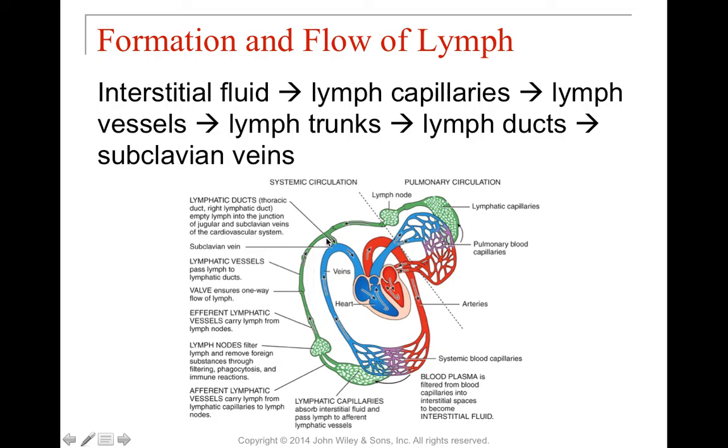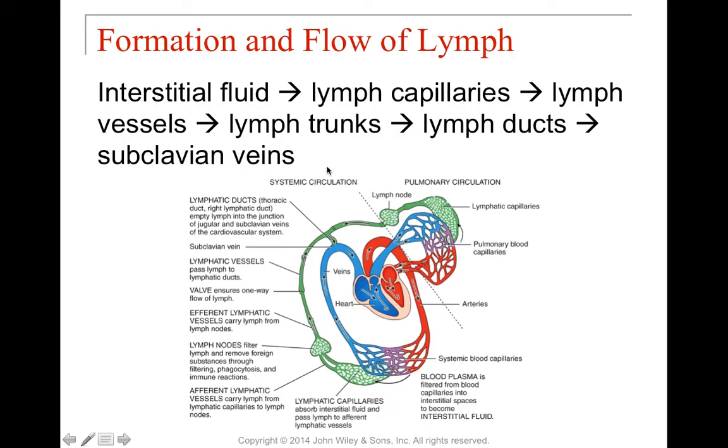Eventually, that's going to feed into the lymphatic ducts, and those lymphatic ducts are going to feed into the vasculature, right? And it's going to happen right at that superior vena cava, at the thoracic duct and the right lymphatic duct. And again, that's going to feed directly into the right atria and then head right on into circulation.